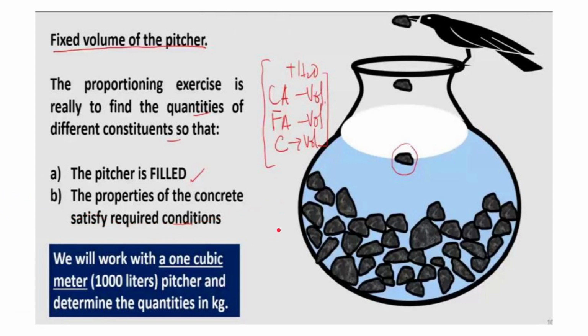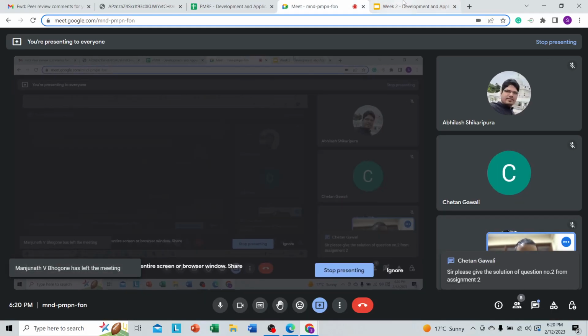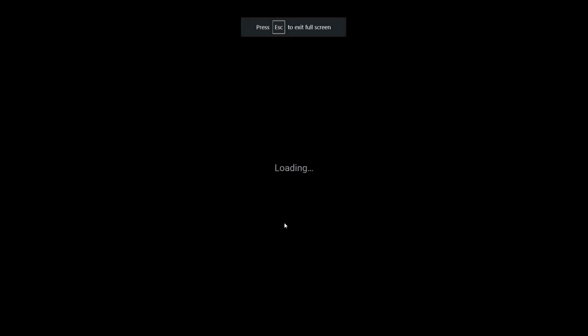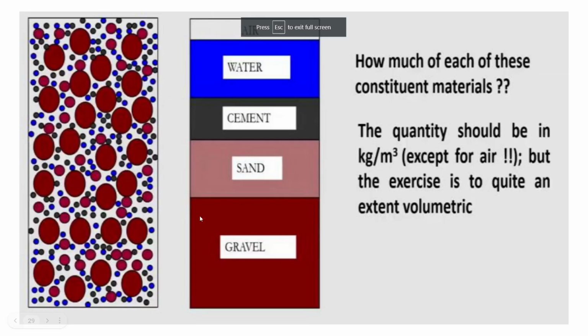We need to fill as much as possible so that the porosity and the voids are as minimal as possible. The properties of the concrete should satisfy those required conditions and ensure that the pitcher, or in our case the concrete, is completely filled. For our case we will always work in 1 cubic meter. 1 cubic meter is equivalent to 1000 liters, and based on 1000 liters only we will determine the quantities in concrete.